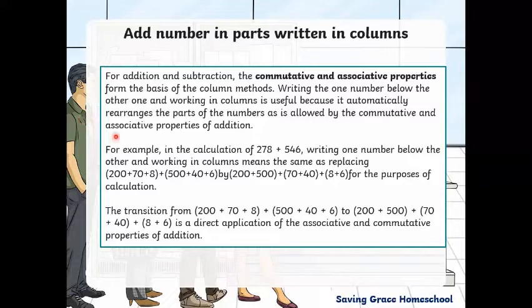For example, in the calculation of 278 plus 546, writing one number below the other and working in columns means the same as replacing 200 plus 70 plus 8, so that's the 278, obviously, and then 500 plus 40 plus 6 is the 546. And you replace these by 200 plus 500 plus 70 plus 40 plus 8 plus 6. So you can see we're adding the hundreds, the tens, and then the units separately. And this is the direct application of the associative and commutative properties of addition.